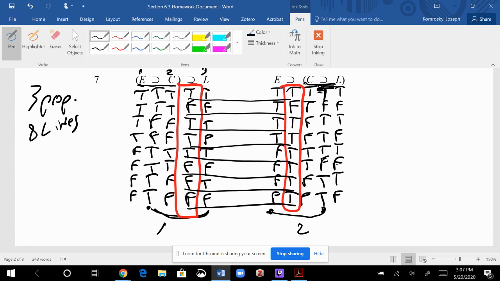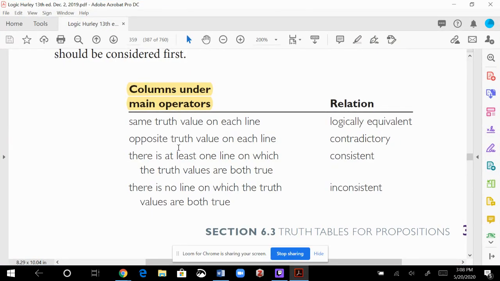And so let me see. True, false and a true. So I have one that doesn't line up, one that doesn't line up. But we have trues, false. So on this one, we know that it's not this pair. Because remember in the beginning, I told you, you exhaust this pair. If you don't get one of these answers, then you go to this one. There's at least one line on which the truth values are both true, consistent. And versus this one, there's no line on which the truth values are both true. So we know it's consistent because we have at least one line in which the truth values are both true.